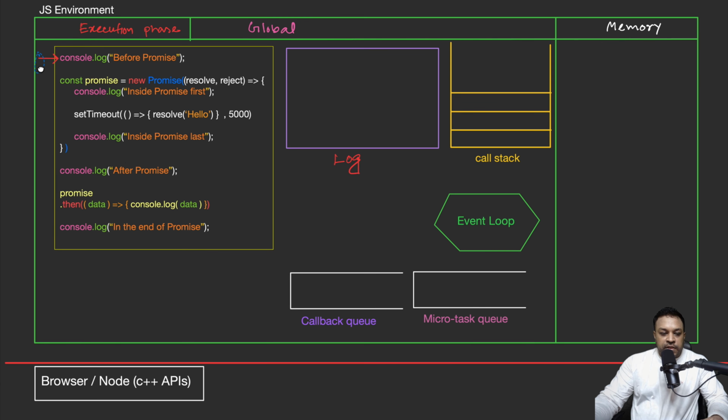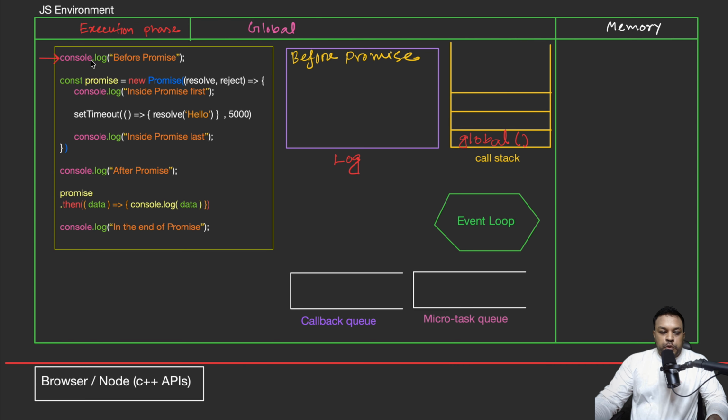Let's start the execution from the first line. And this is basically console logging before promise. And we know that this is our global. Inside the global, the execution is starting. So in the call stack, we have a global function. So let's write that. Here it is basically console logging before promise. So let's console log before promise. Okay, so we have our before promise console log.